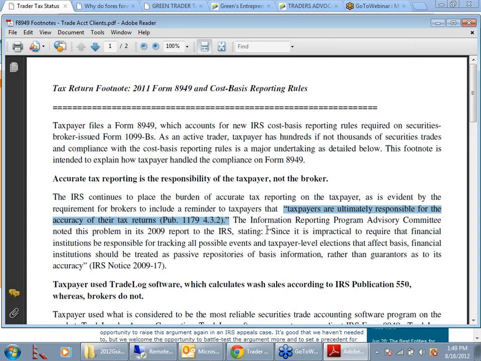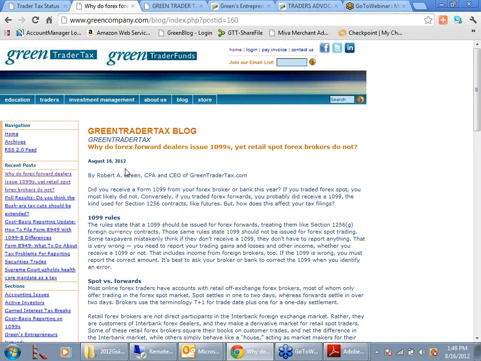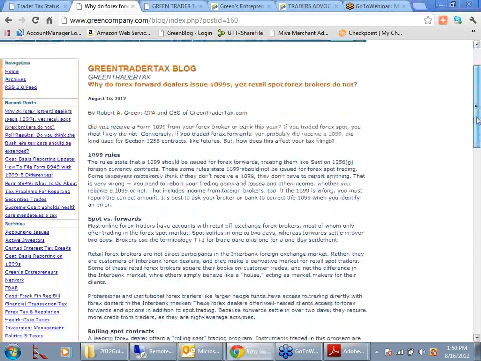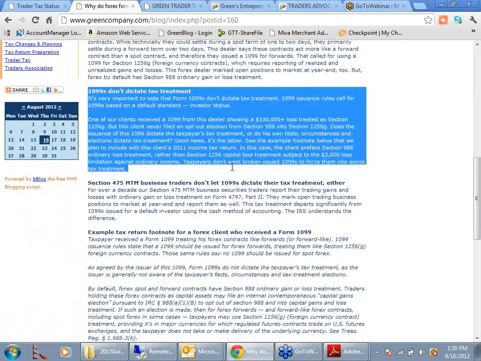And then it said, since it's impractical to require that financial institutions be responsible for tracking all possible events and taxpayer-level elections that affect basis, financial institutions should be treated as passive repositories of basis information rather than guarantors as to its accuracy. Now, this dovetails with my new blog today. Actually, I wrote this around the tax extension deadline after interviewing one of the major banks. I don't want to say their name, but I just didn't publish it until today. But this is the same point. The major Forex dealer issues a 1099 for forwards, treating it like 60/40. But the client didn't elect out of 988. So the client wants ordinary loss treatment to the tune of hundreds of thousands of dollars. So this new blog that just went out today, look in your email for that. It explains the same concept, that 1099s don't dictate tax treatment. And I give an example footnote to use for that Forex trader.